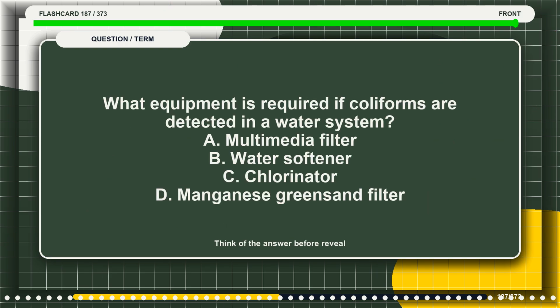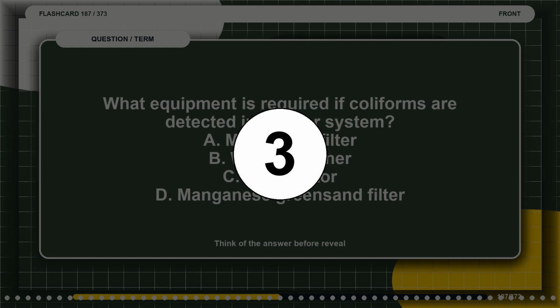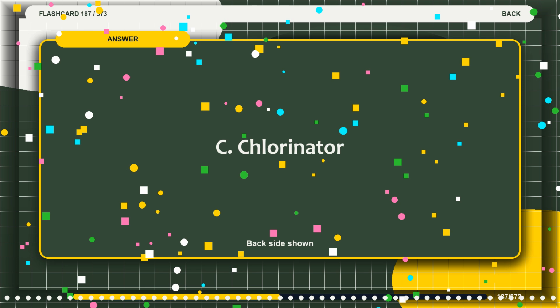Flashcard 187. What equipment is required if coliforms are detected in a water system? A. Multimedia filter, B. Water softener, C. Chlorinator, D. Manganese greensand filter. Think of the answer before the reveal. The answer is C. Chlorinator.